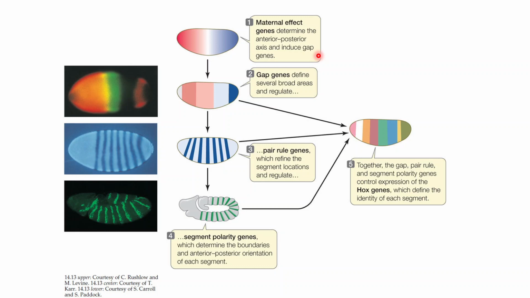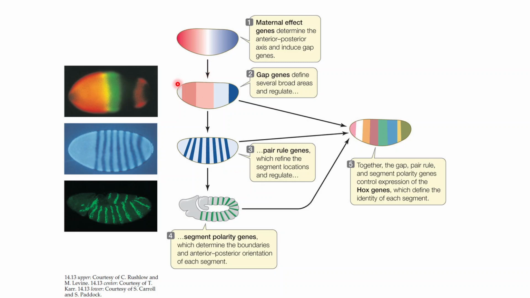So gap genes define several broad areas and regulate pair rule genes. If you see the expression of maternal effect genes, an example is bicoid and nanos, which form a gradient from anterior, defining the anterior and the posterior region in the syncytial blastoderm. When you see the expression of gap genes, you will see broad areas of expression defining certain gap genes, as you can see on the left hand side figure. Gap genes define several broad areas and regulate other genes called pair rule genes, which define segment locations.